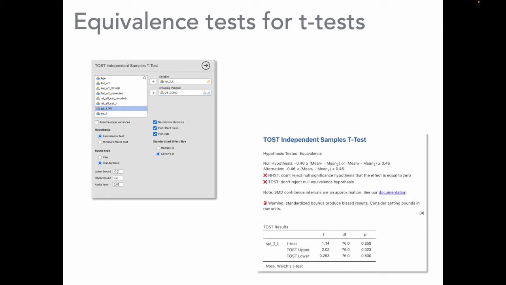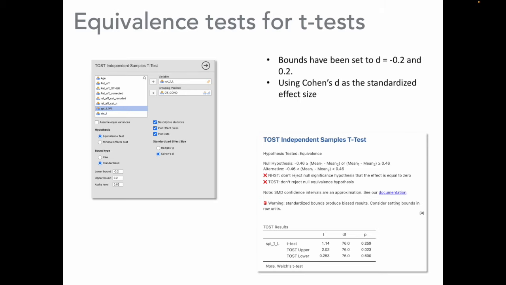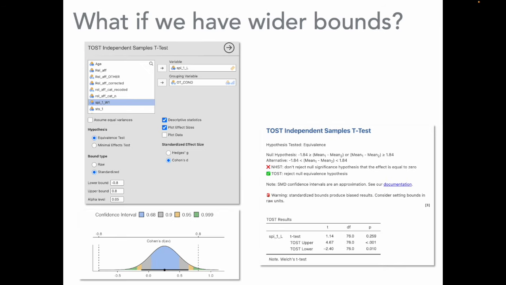And here we've set our equivalence bounds between minus 0.2 and 0.2. So here we've gone, well, I don't have a really good understanding. I'm going to fall back on Cohen's recommendations for what constitutes a small effect size. And our results here, so they're not different and not equivalent. So here it spells it out for you. You can't reject the null hypothesis significance test. And for TOST, which is the two one-sided test or the equivalence test, you can't reject the equivalence hypothesis. So we can visualize that.